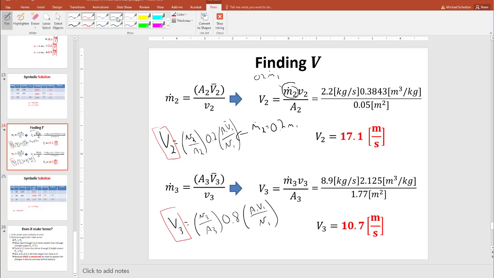So now I have this as a function of stuff that hopefully I know. A1 V1 is given to me. The area at 2 I found. The area at 3 I found. Again, A1 V1 is given to me. So the only things that I don't know here are these specific volumes. If I can find the specific volume at state 1 and the specific volume at state 3, then I can get answers here.